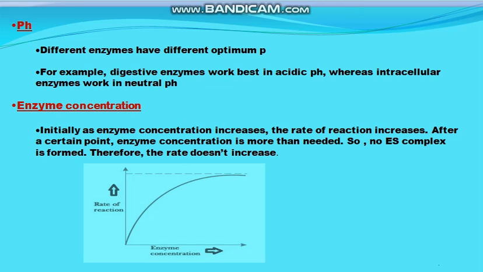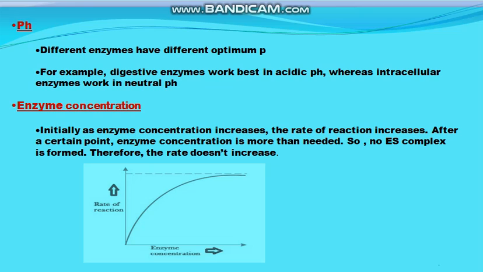So, this is the graph showing the effect of enzyme concentration on the enzyme activity. As the enzyme concentration increases, the rate of reaction increases, and then a point comes when no more enzyme is needed, so the rate of the reaction does not increase. So, this is how enzyme concentration affects the reaction.